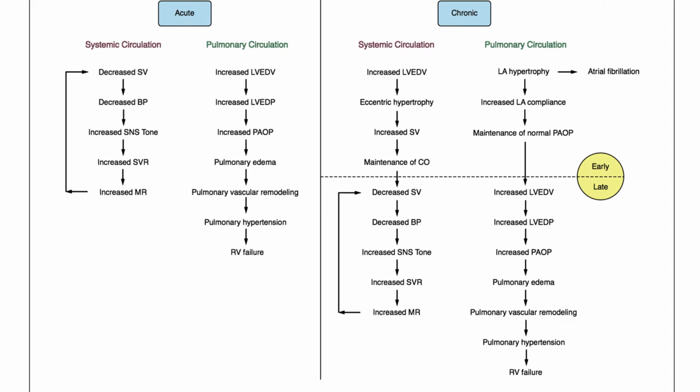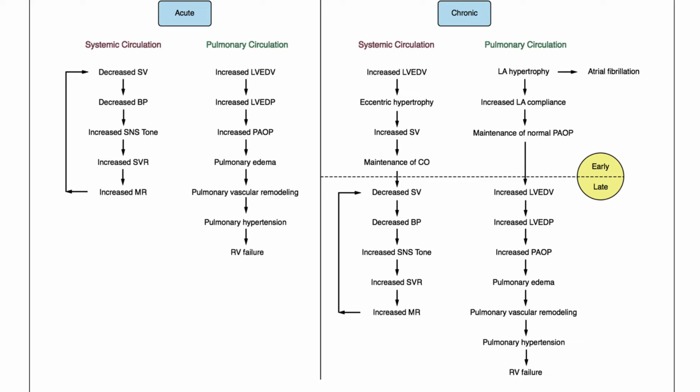In the late phase, you have a decrease in stroke volume, a decrease in blood pressure, an increase in SNS, an increase in SVR, and an increase in mitral regurgitation, which then feeds back into a decreased stroke volume that perpetuates the cycle. So that's for systemic circulation on the chronic side.